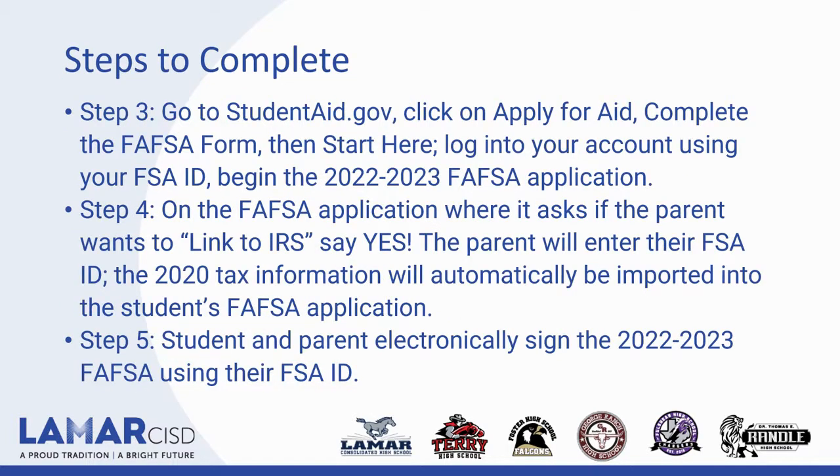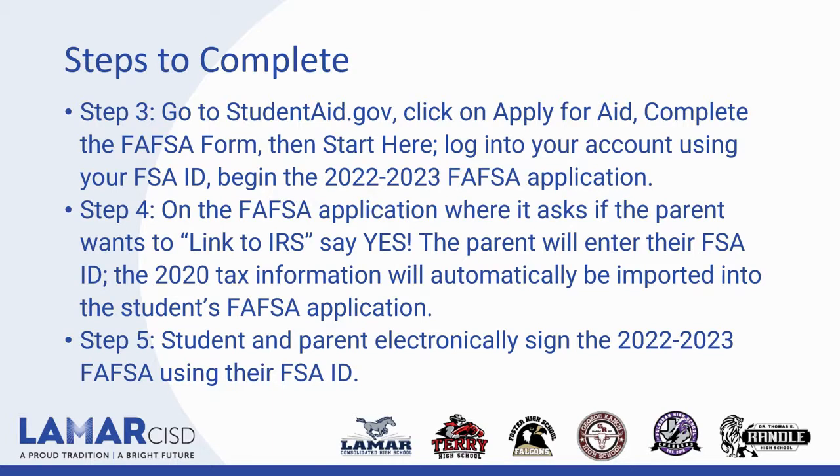Step 3. Go to studentaid.gov, click on Apply for Aid, complete the FAFSA form, then click Start Here. You will log in to your FSA ID account and begin completing the 22-23 FAFSA application. The FAFSA application has two parts. The first part is the student part, and the second part will be the parent part.